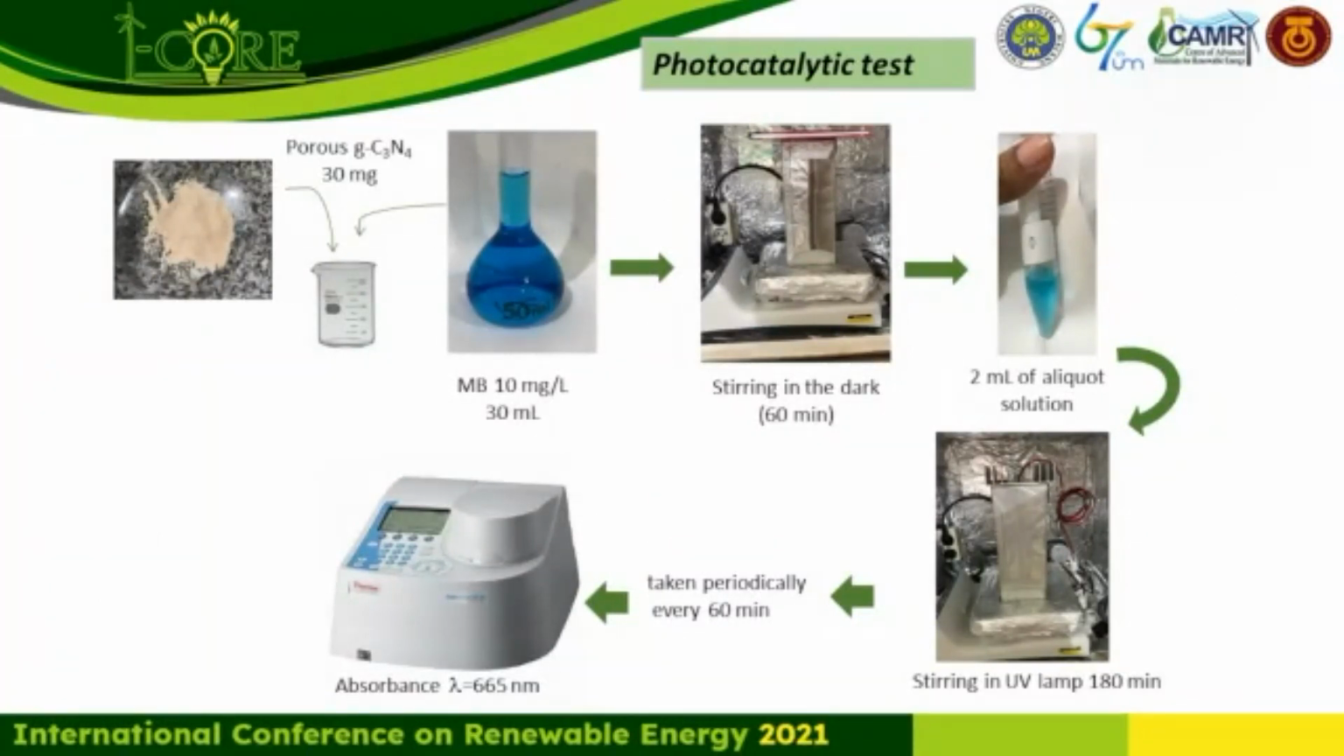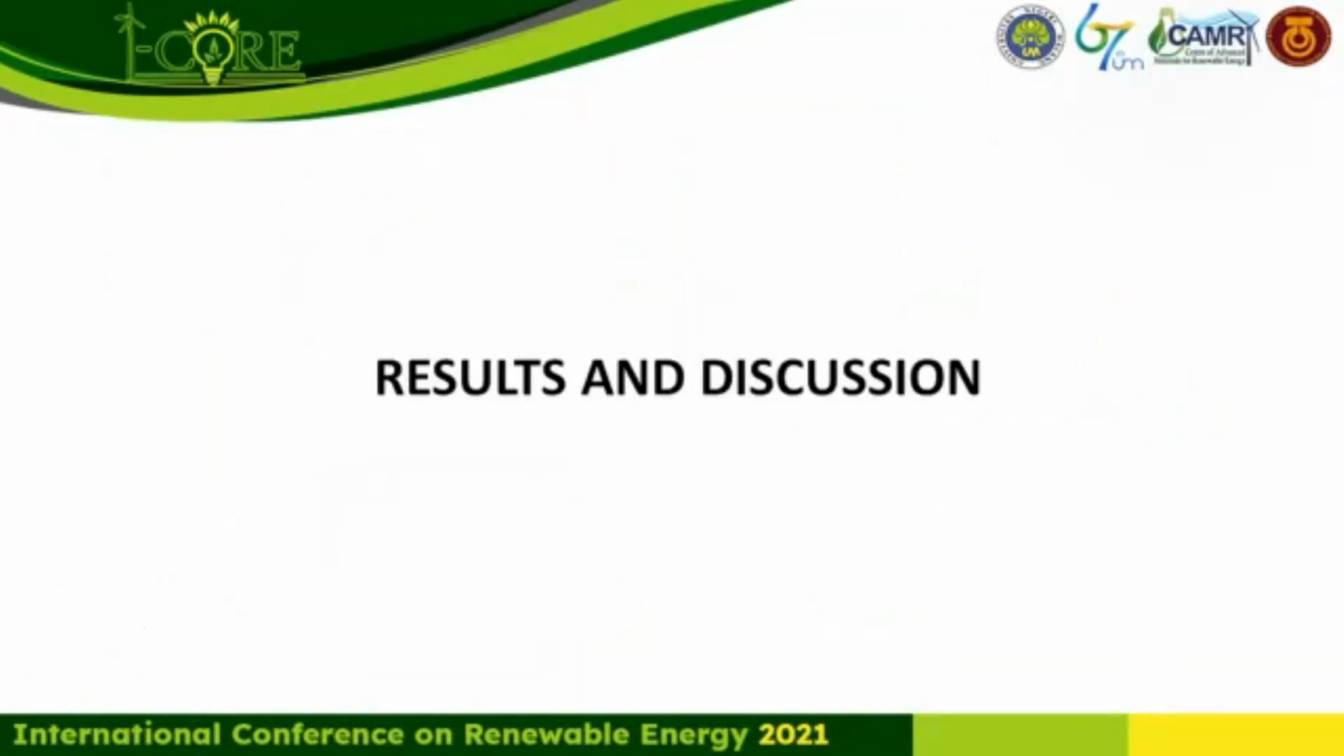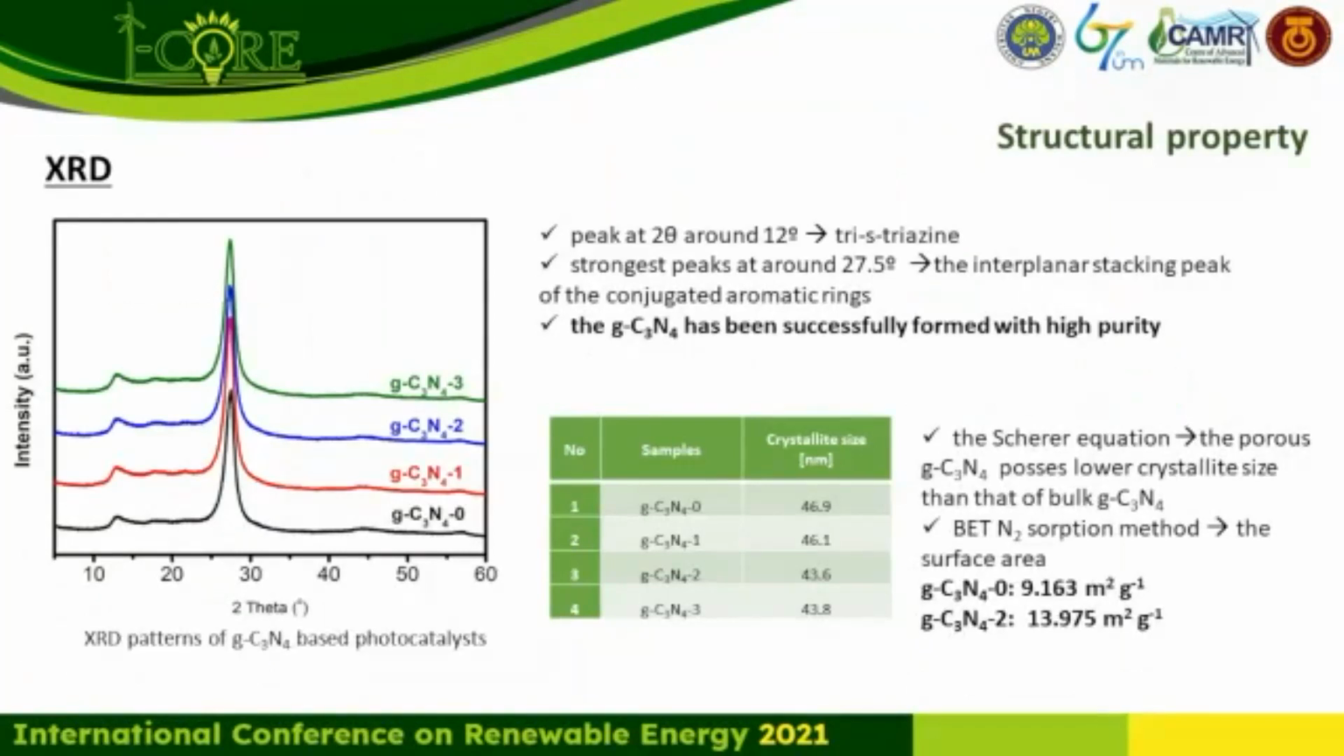The concentration was measured using a UV spectrophotometer at a wavelength of 664 nanometers. Results and discussion. XRD. The XRD pattern was employed to investigate the phase structure of the sample. The peak at 2 theta around 12 degrees showed the triazine unit. A strong peak at around 27.5 degrees showed the interplanar stacking peak of the conjugated aromatic ring. So the graphitic carbon nitride has been successfully formed with high purity.